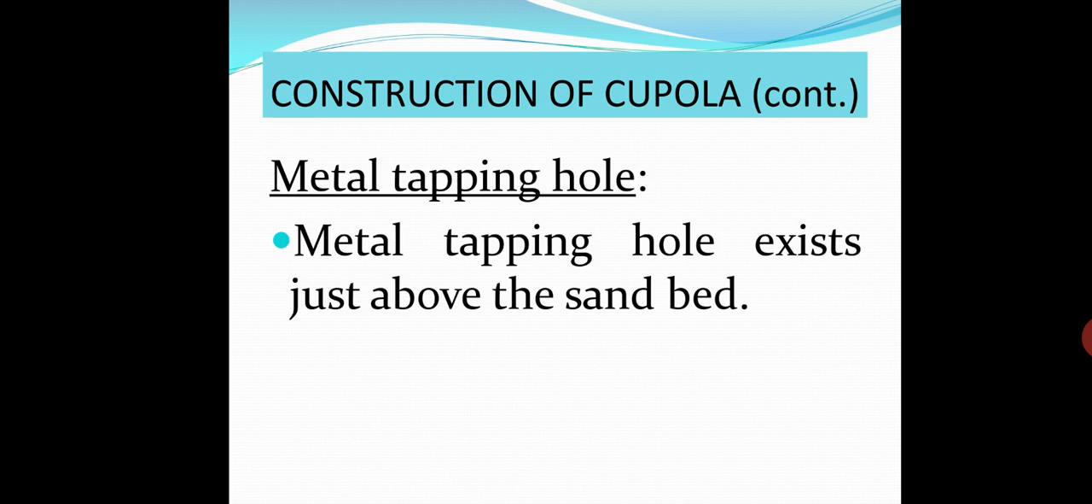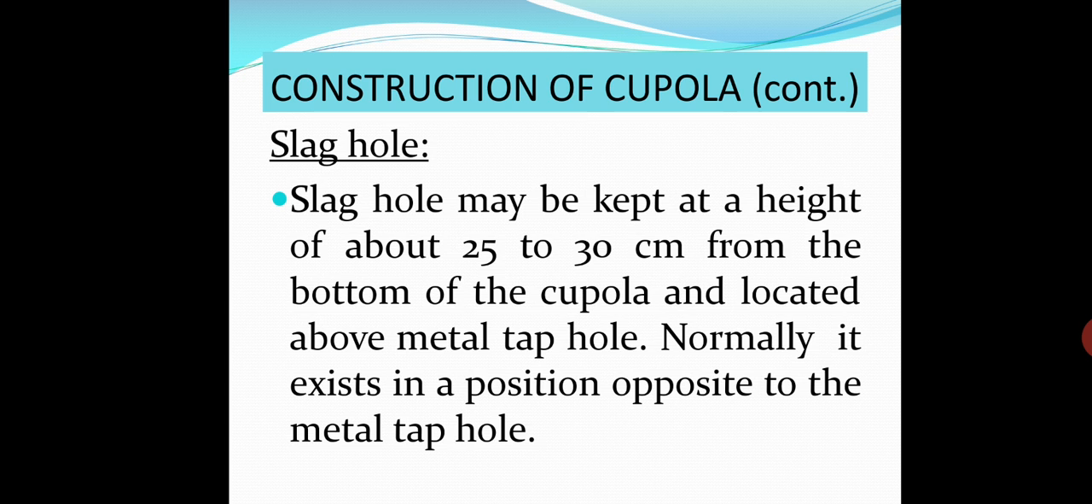Next is the metal tapping hole. The metal tapping hole exists just above the sand bed. Another one is the slag hole. Through the metal tapping hole, the molten metal comes out.